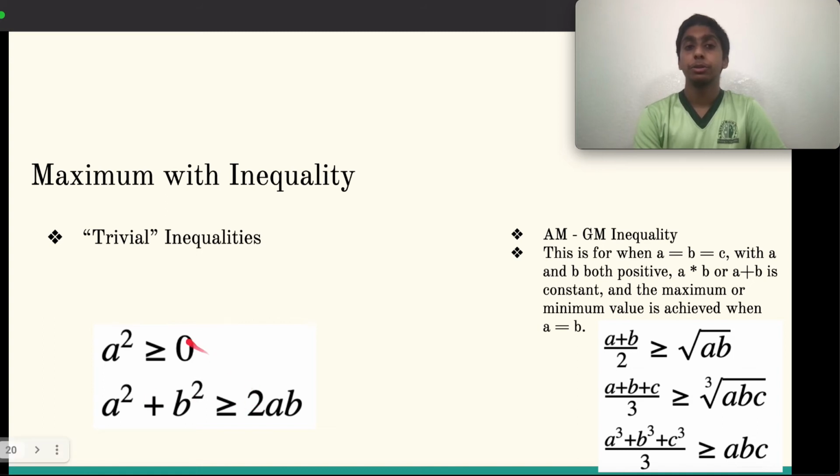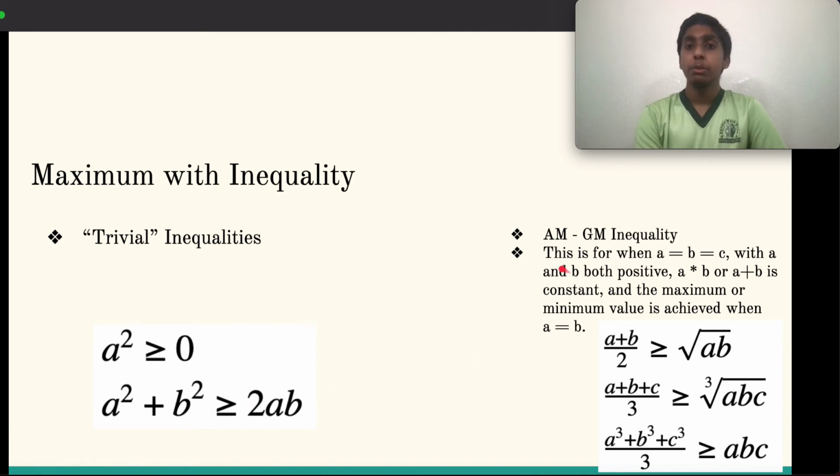And this is holding true when these two are positive real numbers, right? So a squared is greater than 0, and a squared plus b squared is greater than 2ab. So again, a squared here, a squared plus b squared here, there's different variables that you're plugging in. And so based on that, you should be able to calculate what the maximum value is for them.